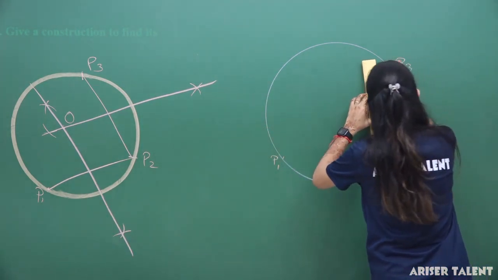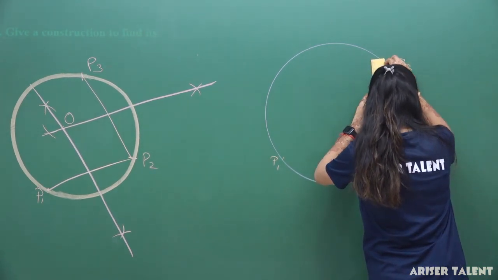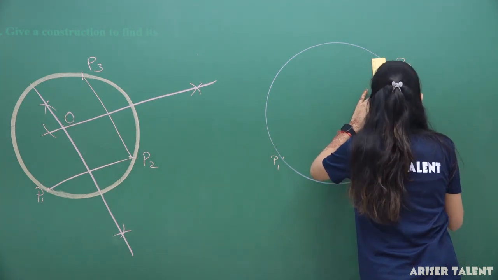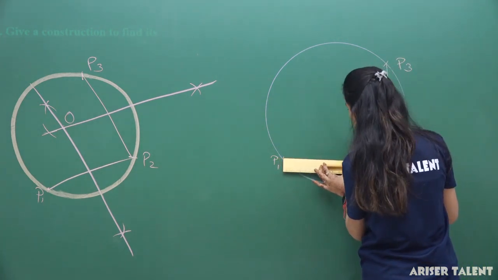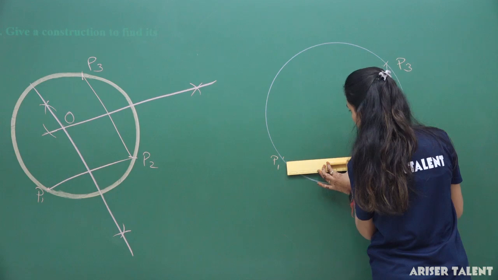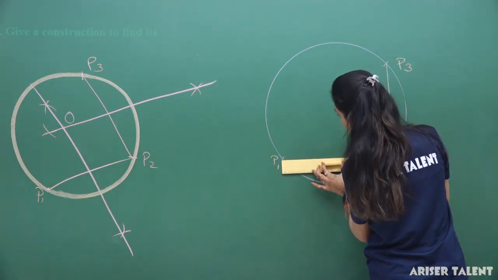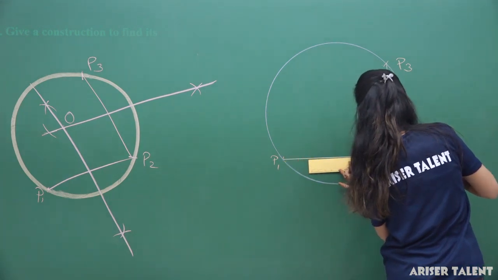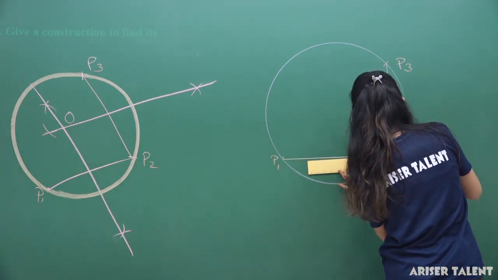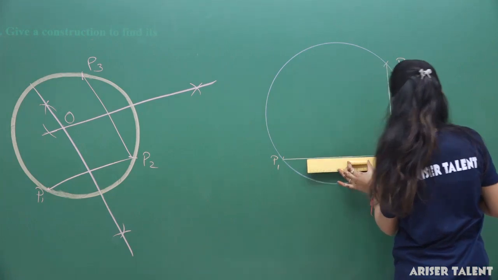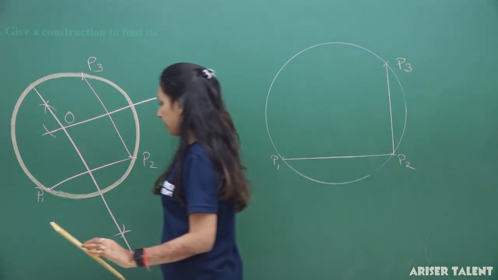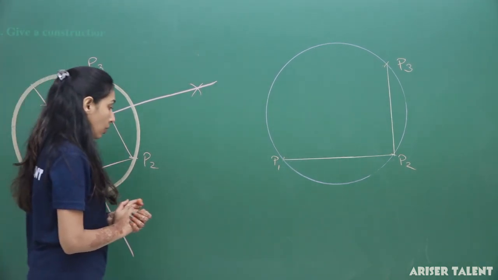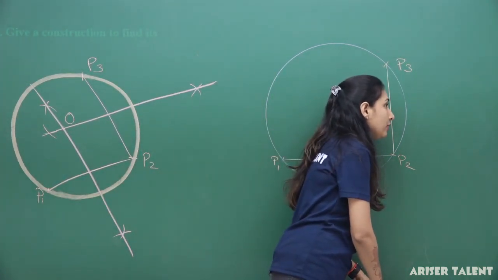You will be meeting this P3 to P2, right, and this... okay. So you will be meeting this P1, P2 and P2, P3. Now you will be doing the perpendicular bisector.